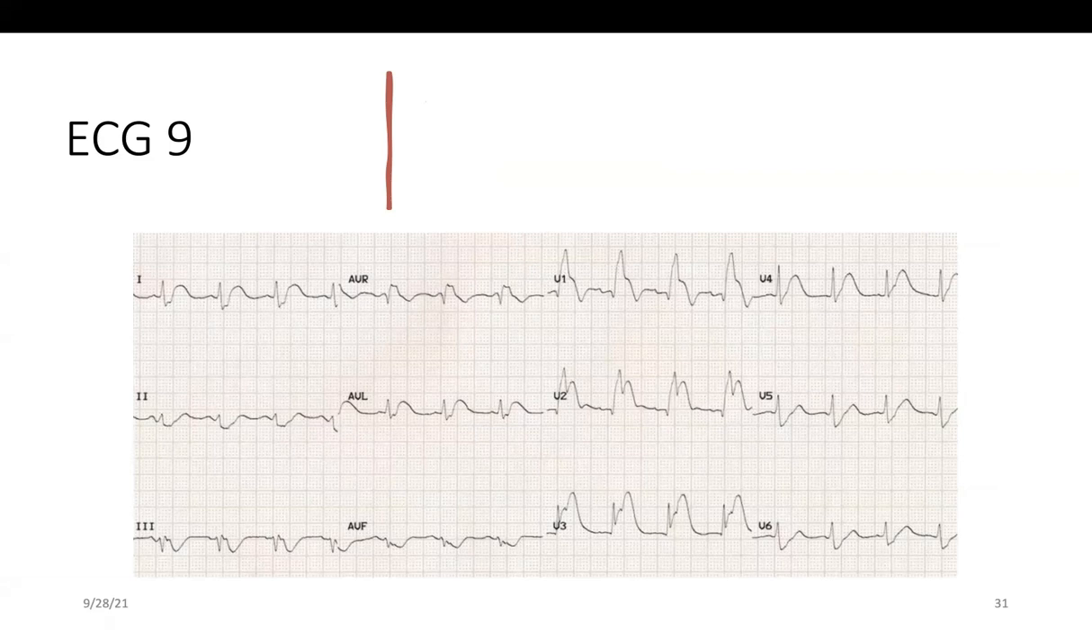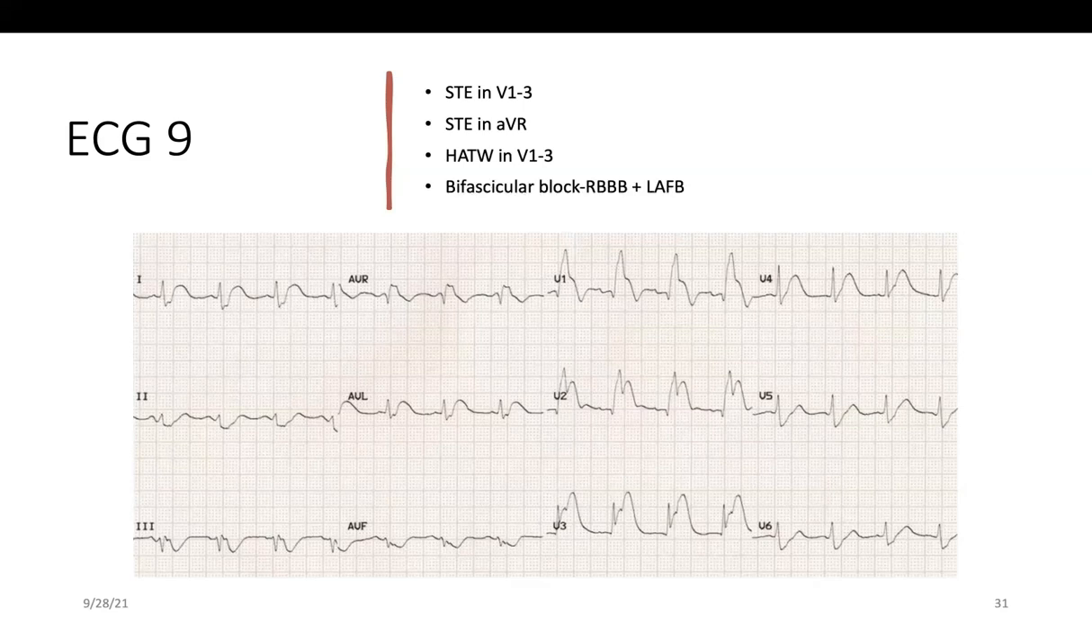This is ST elevation in V1, V2, V3 with right bundle branch block, and ST depression in lead 2, 3, AVF. What about lead 1 and AVL? Lead 1 and AVL, there is ST elevation also in 1 and AVL. Okay, and AVR. As I said, always look at the ECG, take them lead by lead, okay? Yeah, there is ST elevation in AVR also.